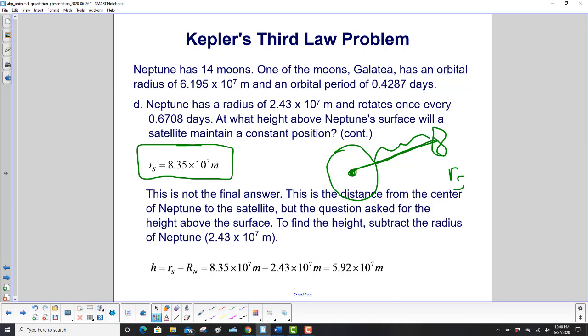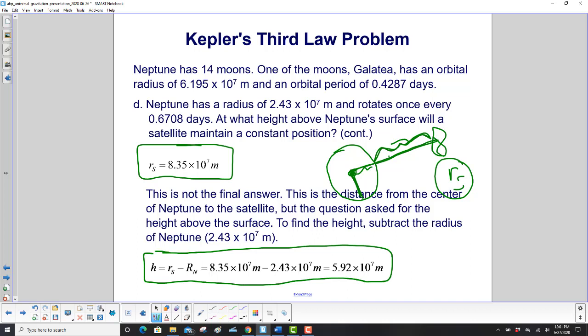Okay, so what do we have to do? We have to take R sub s and we have to subtract away. What are we subtracting away? We have to subtract away the radius of Neptune, okay? So when you subtract that away, you get this, the height above the surface. So we have the height above the surface is the orbital radius from Kepler's law minus the radius of Neptune. So that's 8.35 times 10 to the 7th minus 2.43 times 10 to the 7th. And here's our final answer, 5.92 times 10 to the 7th meters above the surface.